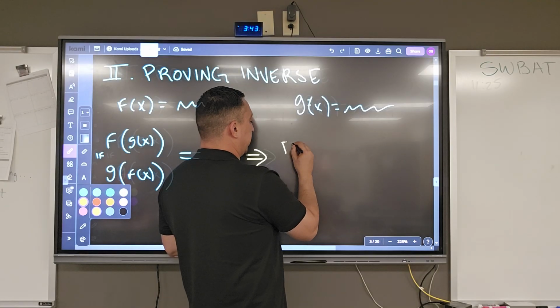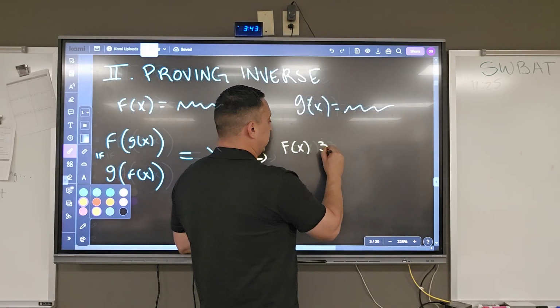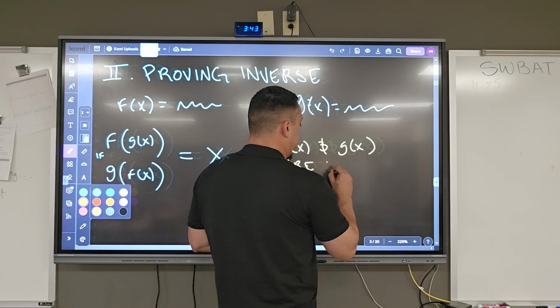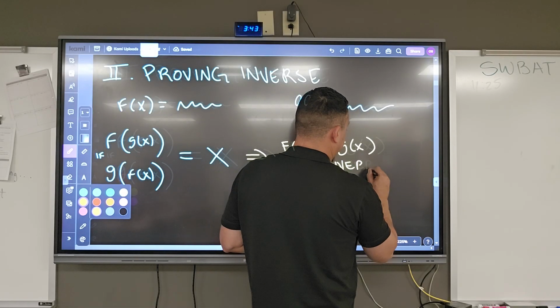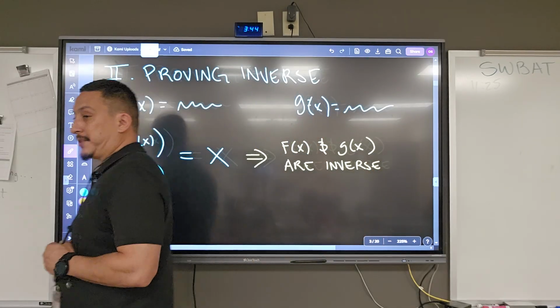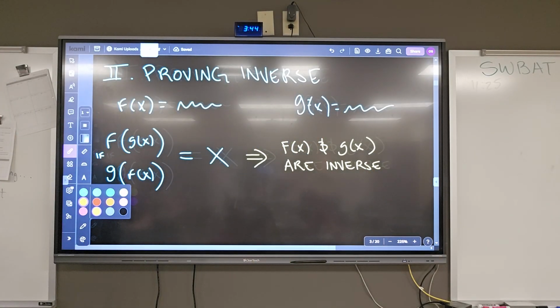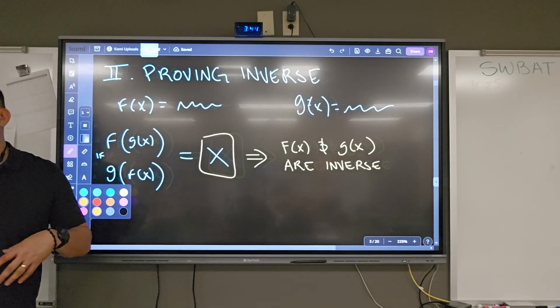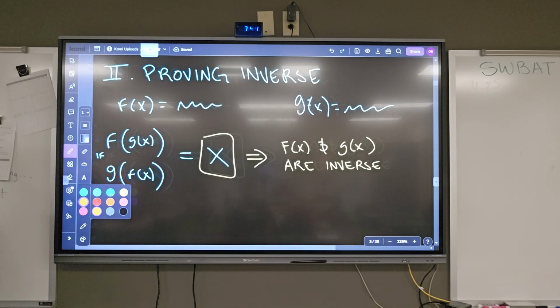So f and g are inverse functions. When you plug them into each other, since they're opposites, they completely cancel each other out, and they just leave the parent function of a line, which is x. Now, one misconception: notice it says x. It does not say negative x. It doesn't say x plus 1. It has to be just x.